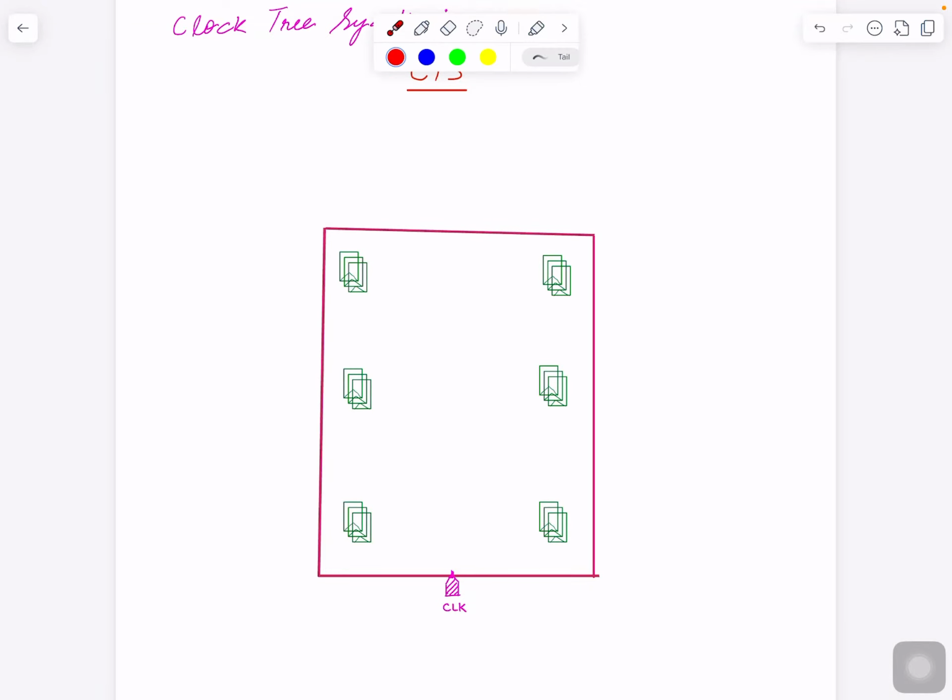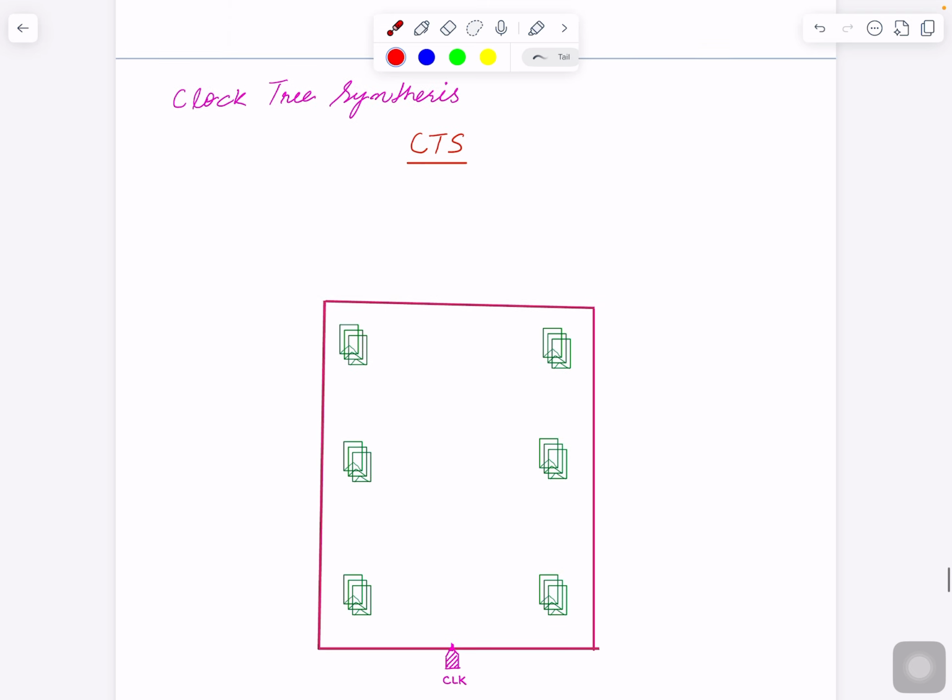Wow, we have come all the way to clock tree synthesis now in our RTL to GDS routing series. So we covered the entire flow of synthesis and I spent a good bit of time there. And then we had several videos on placement. And now we are on to clock tree synthesis. Okay, what is clock tree synthesis?